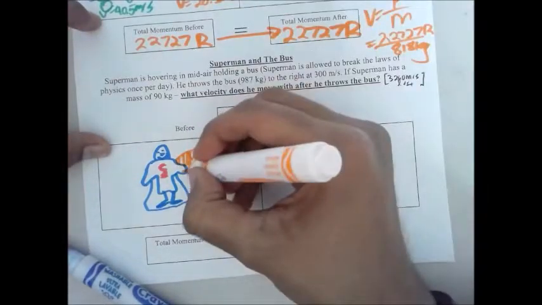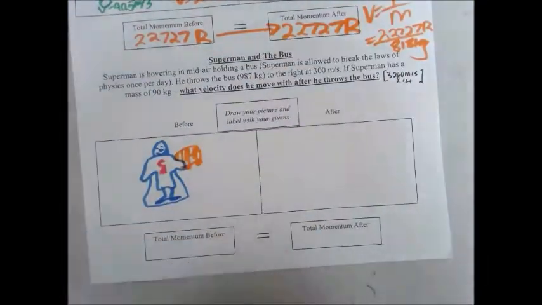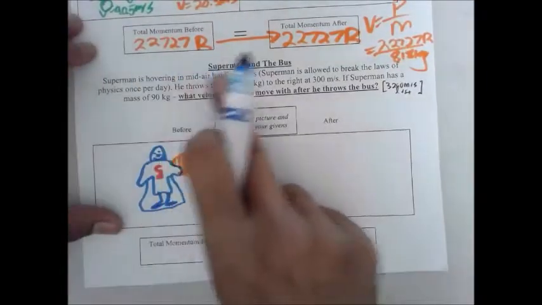He's holding a bus. It's actually the truck from the last problem. Now, initially, Superman is hovering in midair holding a bus, okay?